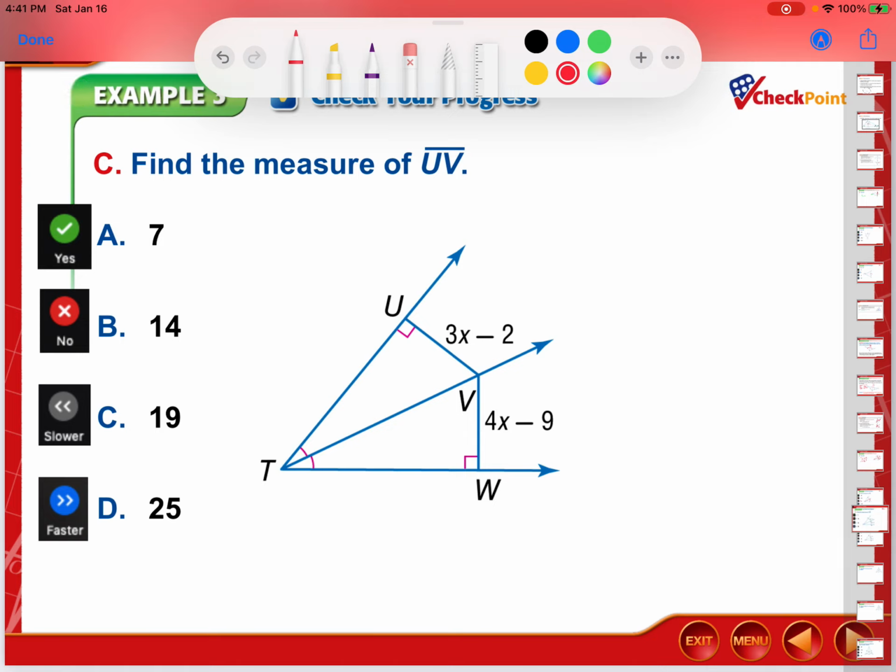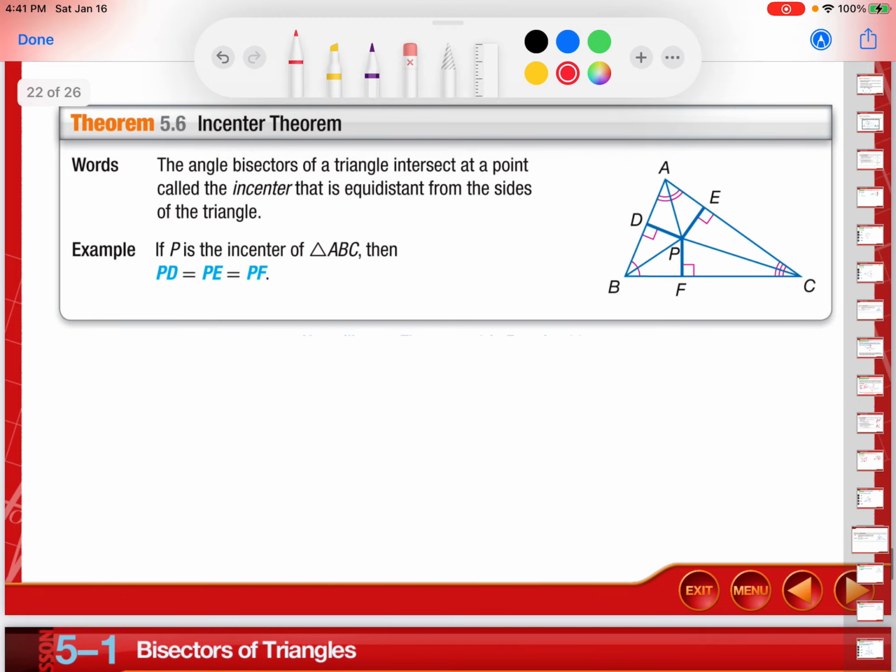Continuing on, once again, same situation as before. We have two angles that are the same, which means this is an angle bisector, which means those two are the same, which means we'd have to set these equal to each other and then solve, which would look a little bit like that. And then we would end up with x equals 7.